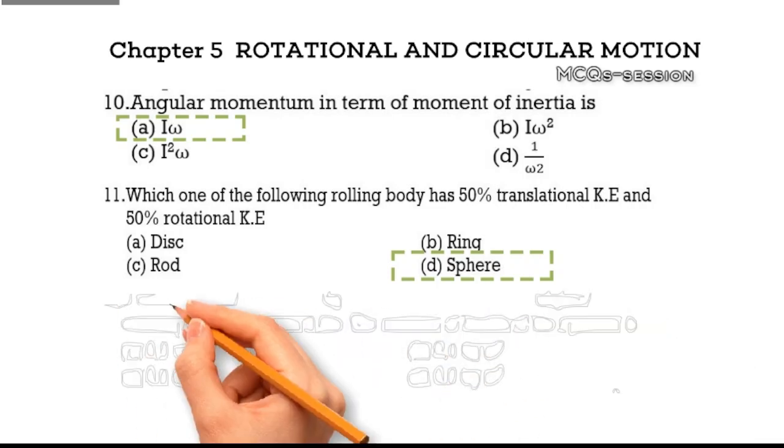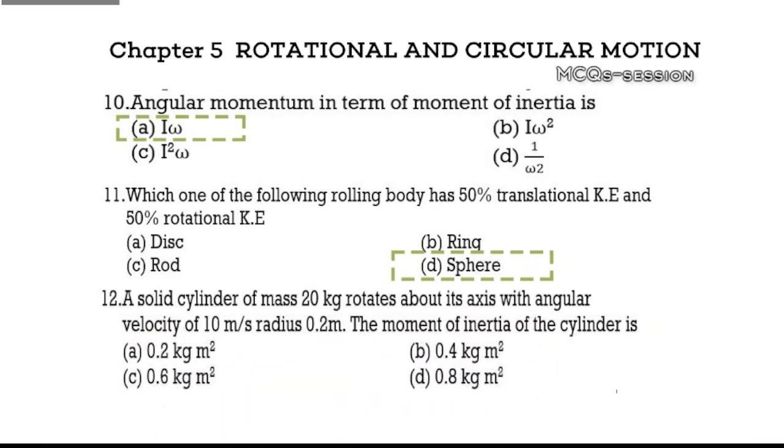Question 12. A solid cylinder of mass 20 kilograms rotates about its axis with an angular velocity of 10 meters per second and radius of 0.2 meters. The moment of inertia of the cylinder is A. 0.2 kilogram meters squared, B.